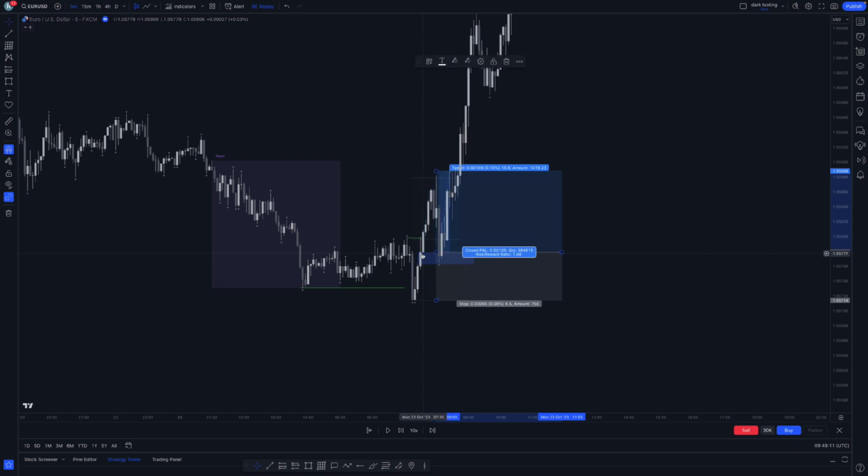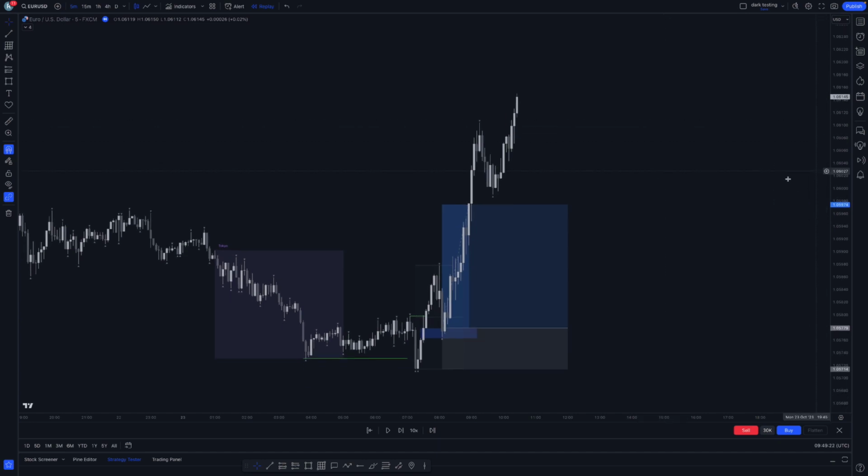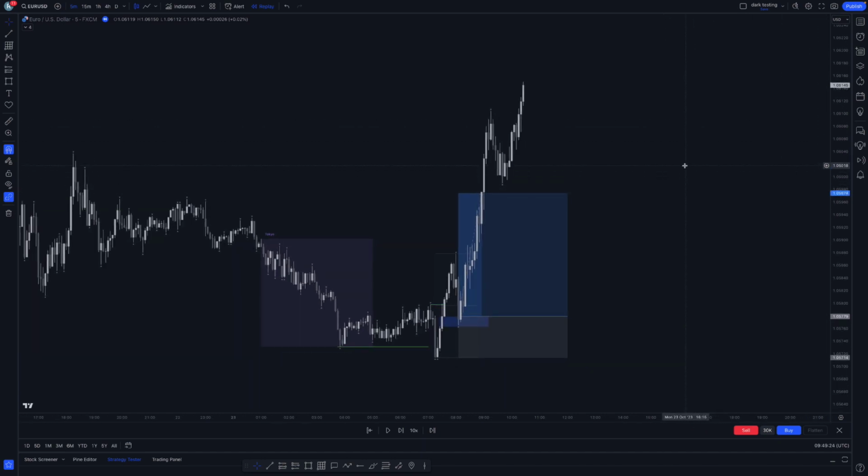So once we put entry on this fair value gap, stop below the lows, we can now look to target our 1 to 3. So 1 to 3 is around here. As you can see, price does continue. So like I said before, you can target pretty much wherever you're comfortable. If you're only comfortable targeting a 1 to 1, that's absolutely fine.